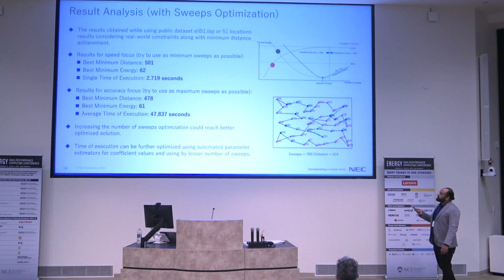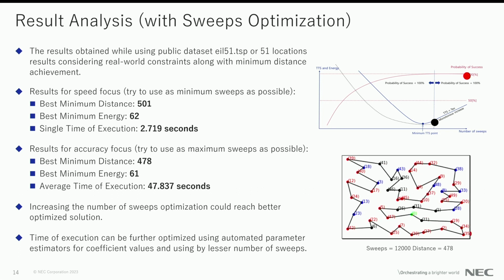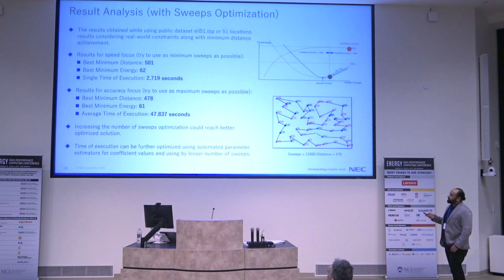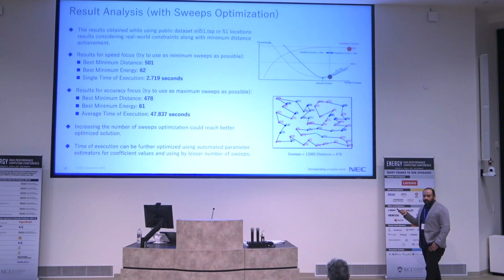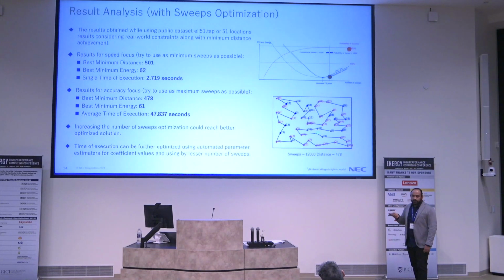We did further optimization by using sweeps. Sweeps are a parameter where, with more sweeps, you come closer to a more accurate solution. The time to solution and energy results are obtained using these public data sets, and just by increasing the number of sweeps, you could reach better optimized solutions. On top, you see a smaller number of sweeps, so speed was the target, and with a large number of sweeps, accuracy was the target. Here you can see that for all conditions, we see unique and complete solutions that satisfy all constraints and meet the objective of reducing the cost in the shortest distance.